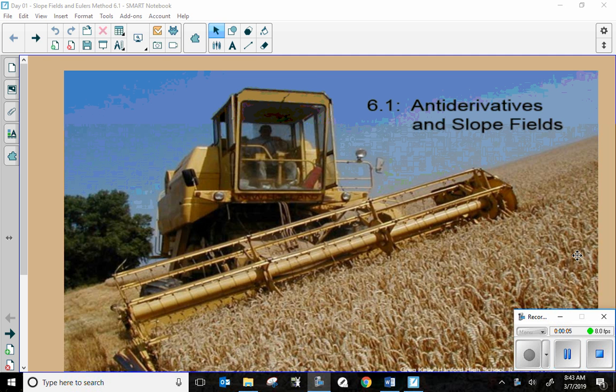This is Unit 6, Lesson 1, AP Calculus AB. We are going to be going over antiderivatives and slope fields. We've been doing some antiderivatives already, so this is kind of like a reinforcement thing. The slope fields will be new. So let us get started.